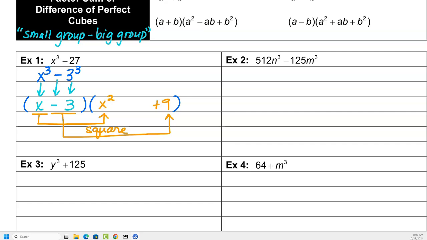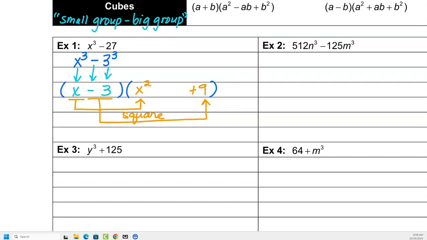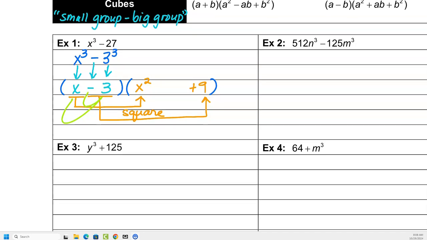So now I'm left with the middle term. And the way that you get the middle term is you're going to multiply these two together, and you're going to change the sign. So I'll write it here, multiply together and change the sign.